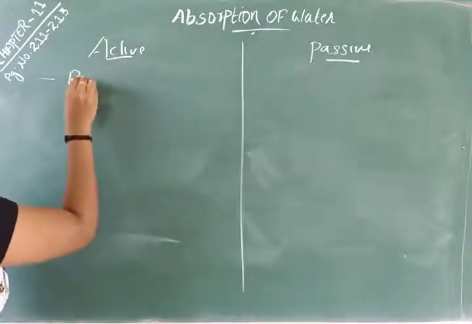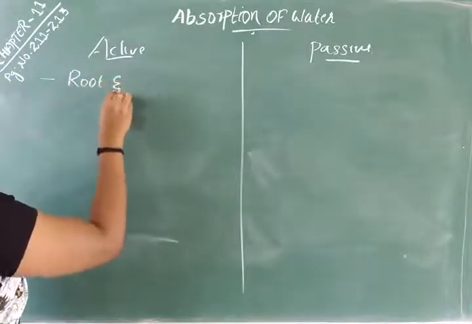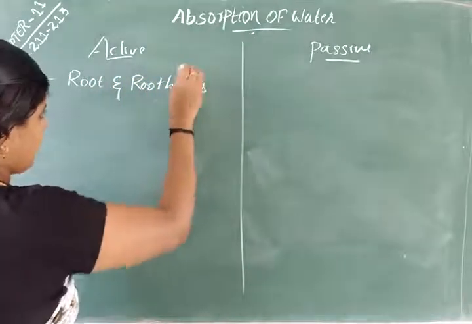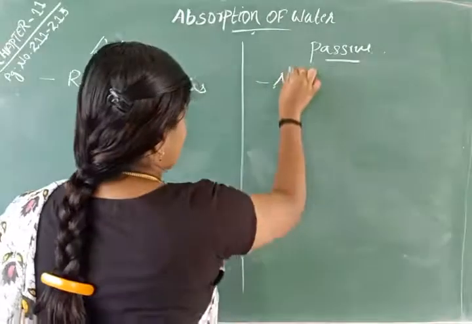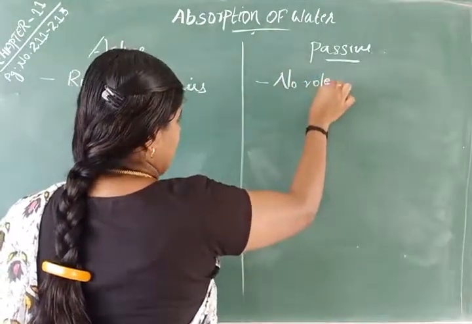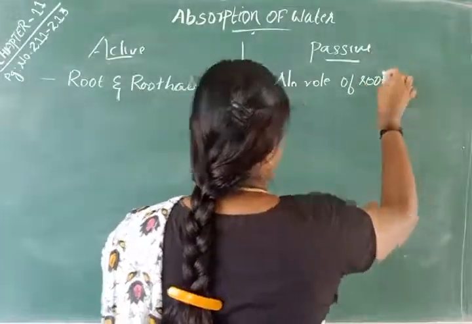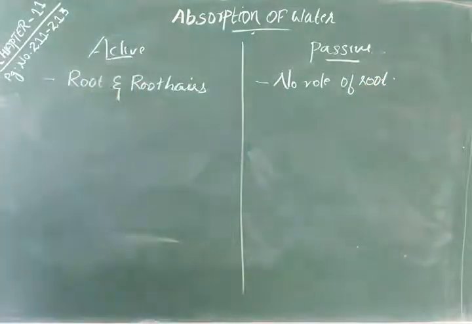Here, root and root hairs absorb the water from the soil, whereas in passive, there is no role of root or root hairs. Why? Because here it is based on the process of transpiration.